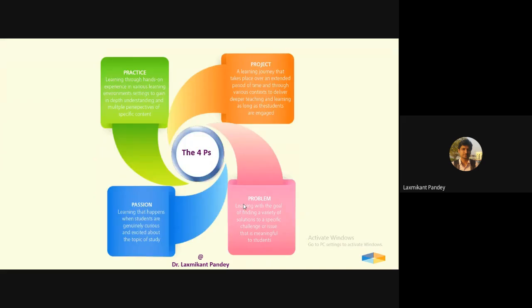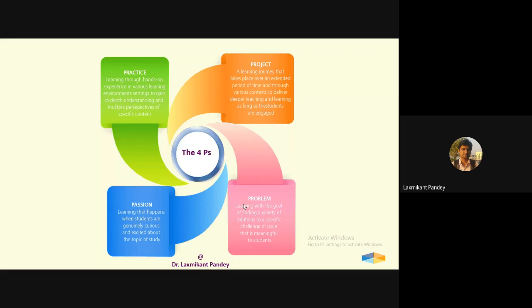Next. So four P's are there in project-based learning. One is called practice. Means students are not focusing on only a single pathway. They can think of different kinds of pathways available to solve a single problem. So practice, students are doing the practice.